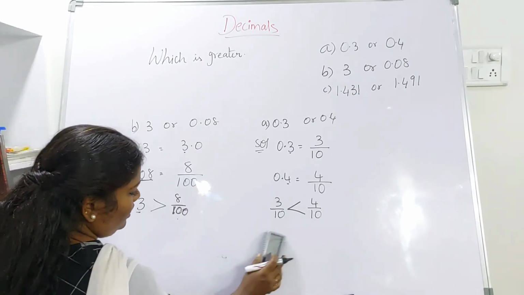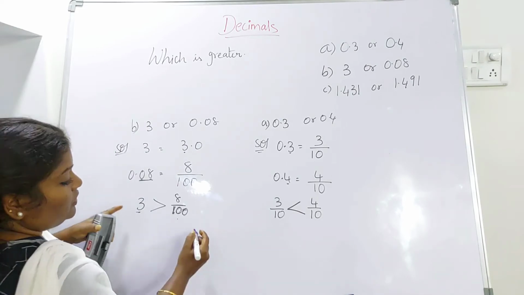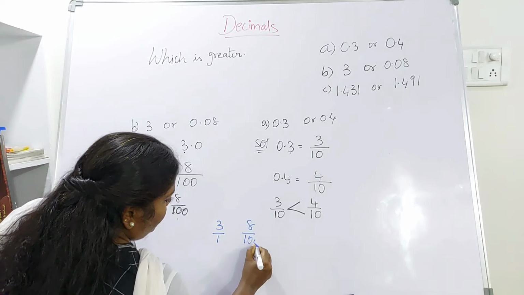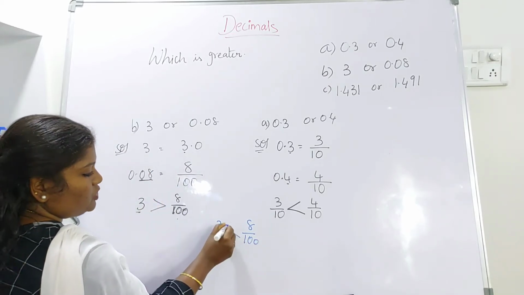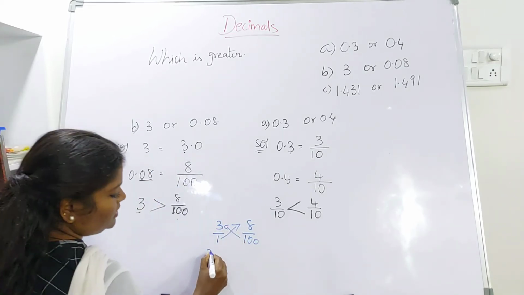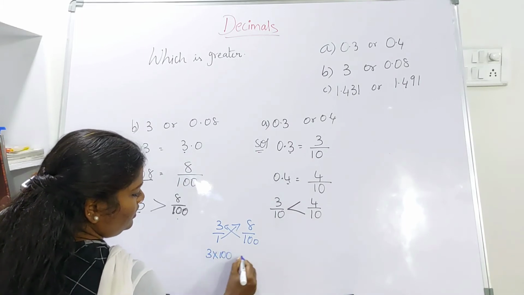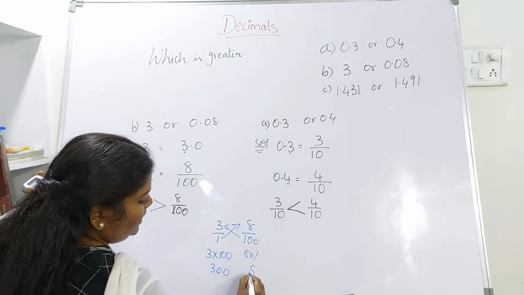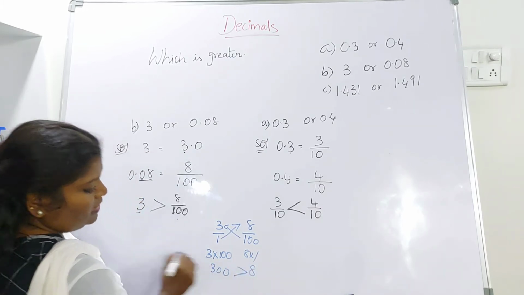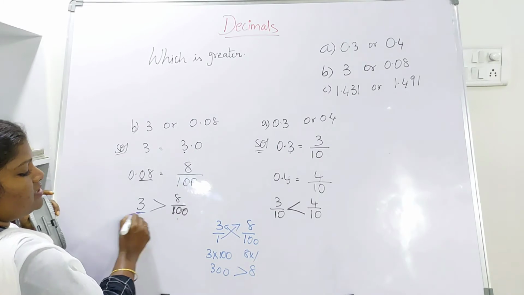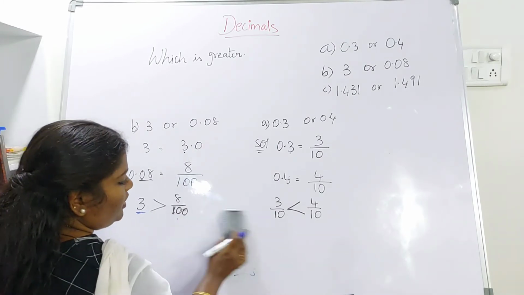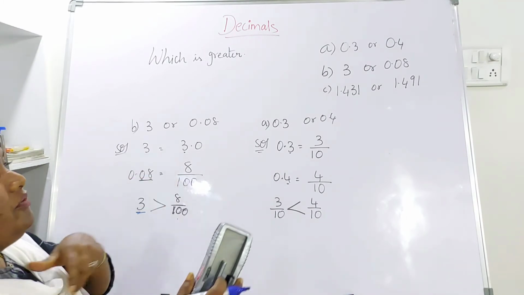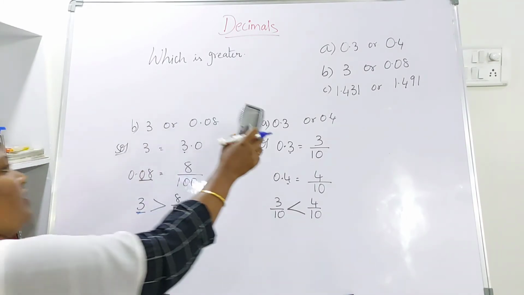In the same way, we can even compare this. So here 3 in the sense 3 by 1 and 8 by 100. Now we need to compare them. Just do cross multiplication, that is 3 into 100, 8 into 1. Now 3 into 100 is 300, and here it is 8, which is greater? 300 is greater. That means 3 is greater. Yes, hope you have understood how to compare the fractions. So let me continue with the third one.